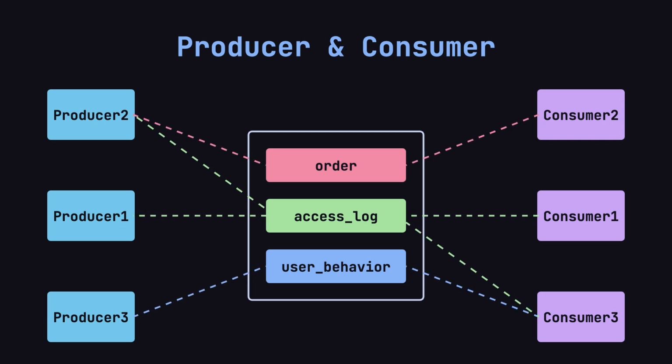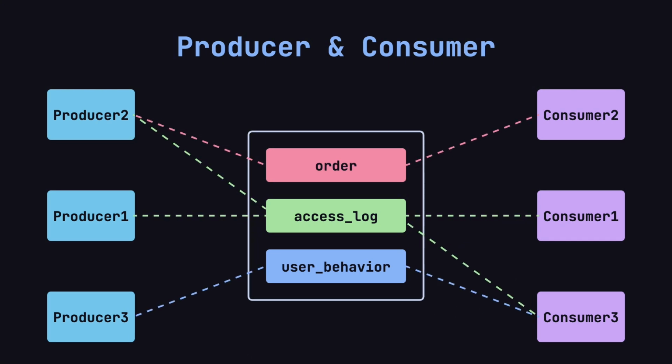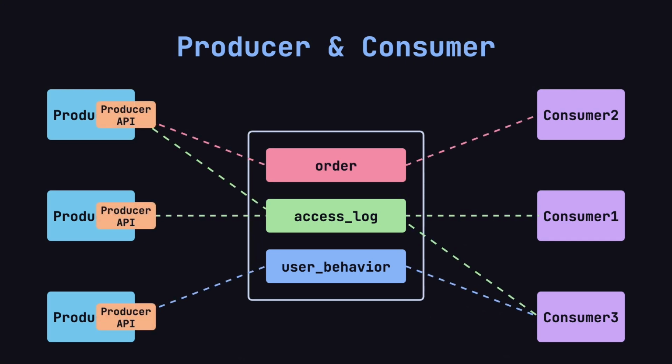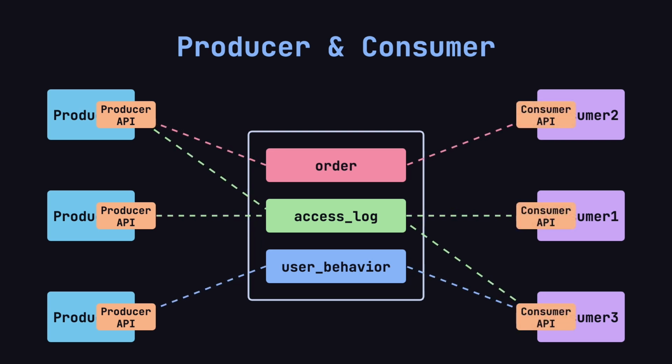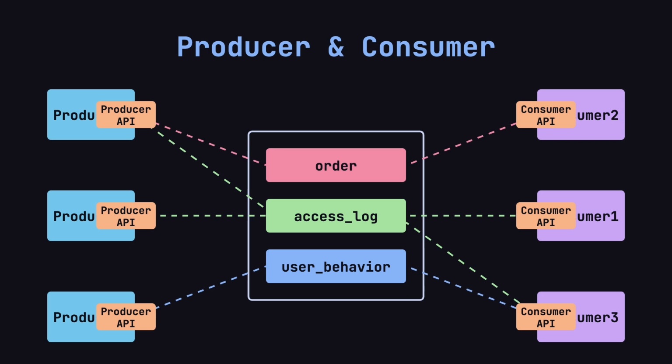Typically, business applications don't directly communicate with the Kafka server. Instead, they use Kafka's client APIs. For example, producers use the producer API to send messages, and consumers use the consumer API to read messages. Kafka supports multiple programming languages, so you can find client libraries for Java, Python, Node.js, and more.